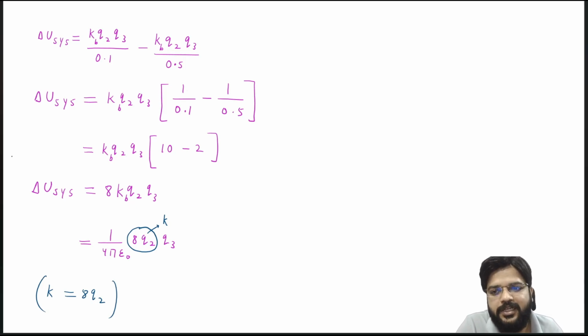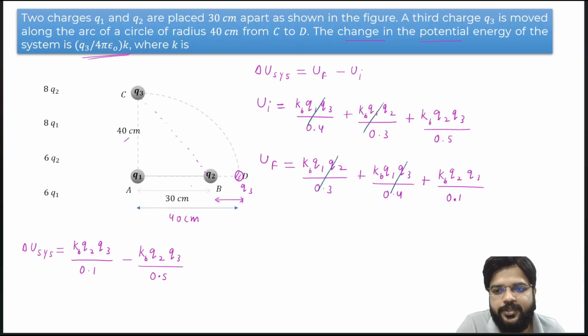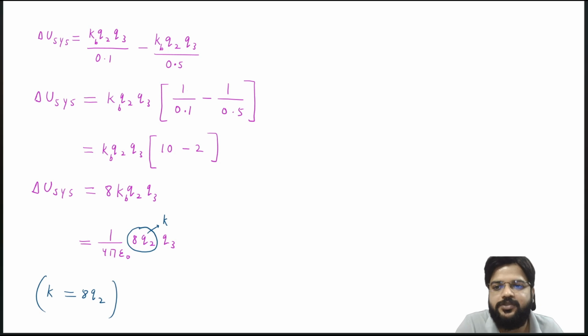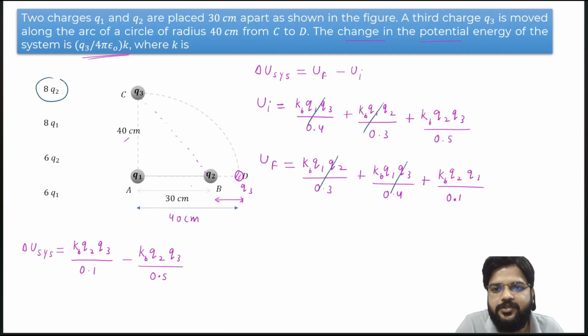So compare this result, everyone, with the given equation in the question, then you will get your answer. So answer is what? It is 8Q2. So the correct answer is option A. 8Q2 is the correct answer. So I hope this thing is clear, everyone. Note down.